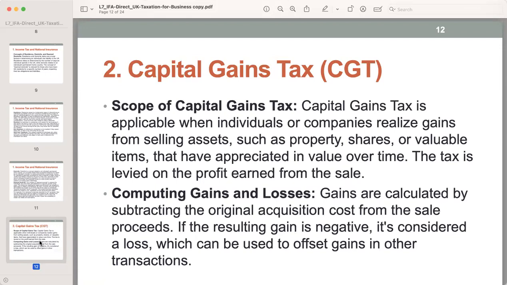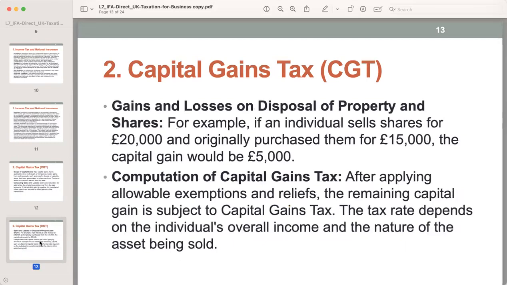If this number is negative, it's a loss. Losses can be used to lower taxes from other sales. For example, if you sell shares for £20,000 that you bought for £15,000, your gain is £5,000. In the computation of capital gains tax, after taking away allowable deductions, the remaining gain is what gets taxed. The tax rate depends on how much you earn overall and what you sold.